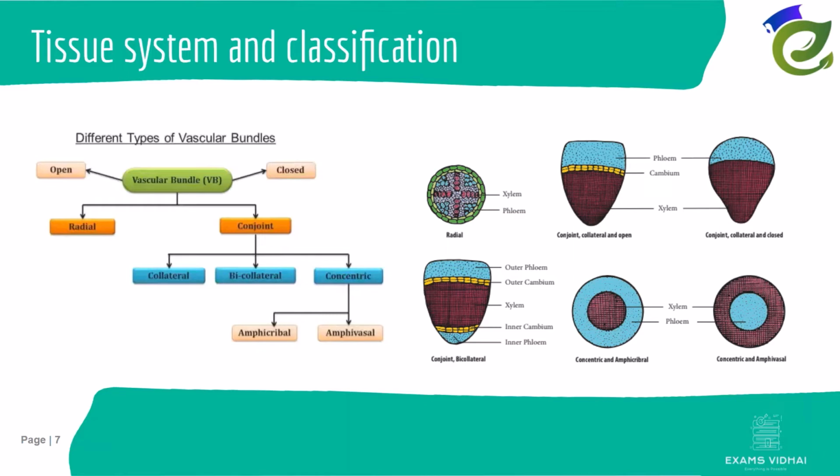Then coming to bicollateral, in this type of bundle, the phloem is present on both outer and inner side of xylem. The example for this type of arrangement is you can see it in cucurbita. Coming to the concentric bundles, here the xylem completely surrounds the phloem, or the phloem completely surrounds the xylem. So based on what surrounds what, it can be classified into amphicribal and amphivasal. In amphivasal, the xylem surrounds the phloem, and in the case of amphicribal, the phloem surrounds the xylem.